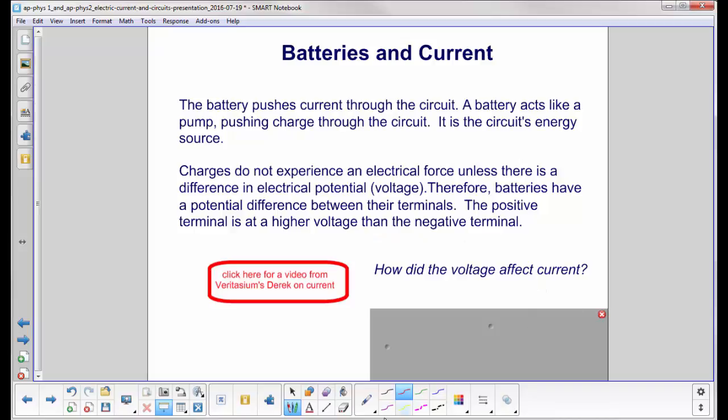And before we leave, how does the voltage affect the current? I'll give you a second.